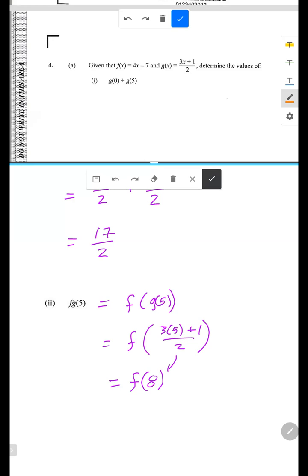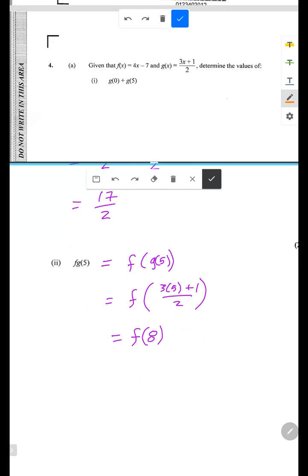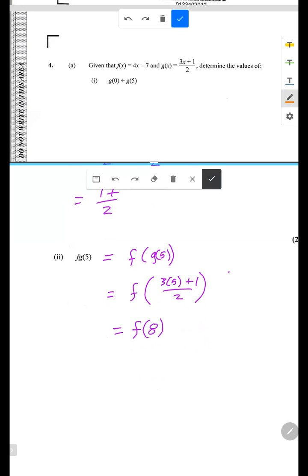Right? And then now we just want to do the f of 8. So f of 8 now means that we're putting 8 in the f function. So it becomes 4 times 8 minus 7. 4 times 8 minus 7, what is that?